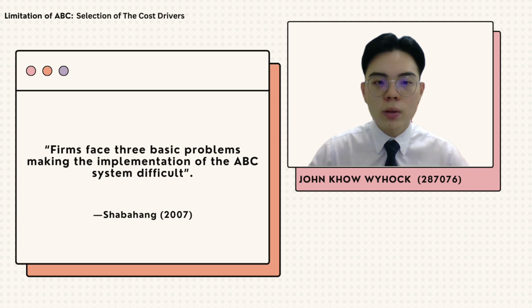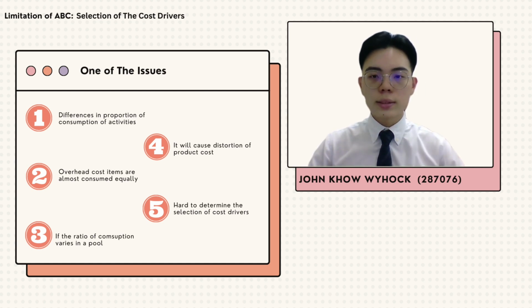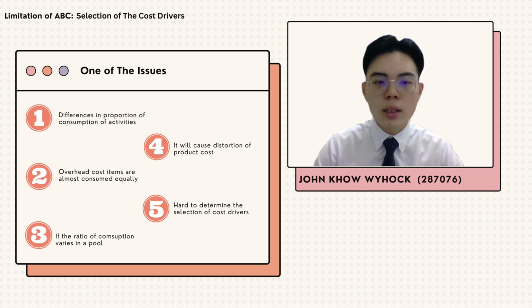Therefore, if a company fails to resolve these problems properly, information obtained from ABC will not have the precision that was claimed either. One of these issues is the differences in the proportion of consumption of activity by products. Overhead cost items are collected in a group that is consumed almost equally by each of the products. The remarkable thing is that if the ratio of consumption of activities by products varies in a pool, it will cause a distortion of product costs. Hence, it is hard to determine the selection of cost drivers, and the probability of this problem occurring in firms is not unexpected. That's all from me.